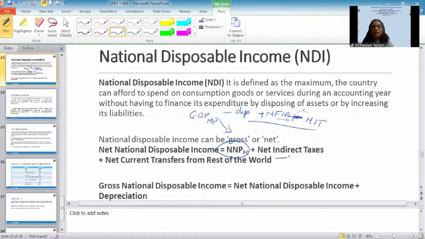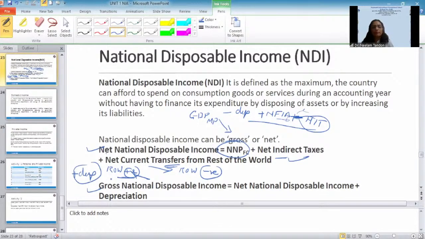Net indirect taxes, we are already here, so you need not go for this here because we've already taken care of net indirect taxes. Net current transfers, you understand, current transfers: what you pay to the rest of the world is minus, and what you get from the rest of the world is plus. So whatever relief, aid and packages we are getting here is plus. What we have to pay to the rest of the world, what we give to other underdeveloped countries, is minus, because it goes out from here. So that is net national disposable income. Gross would be, because we are talking about net to gross, that means here we are adding plus depreciation.